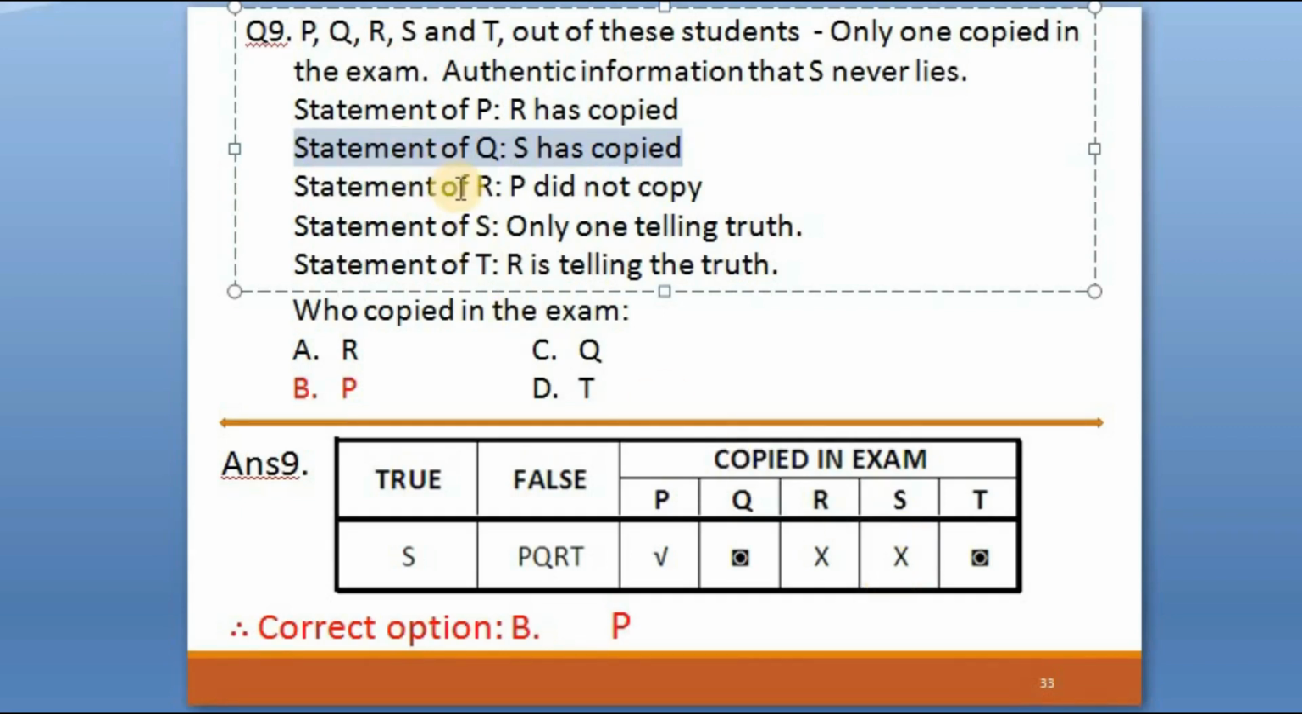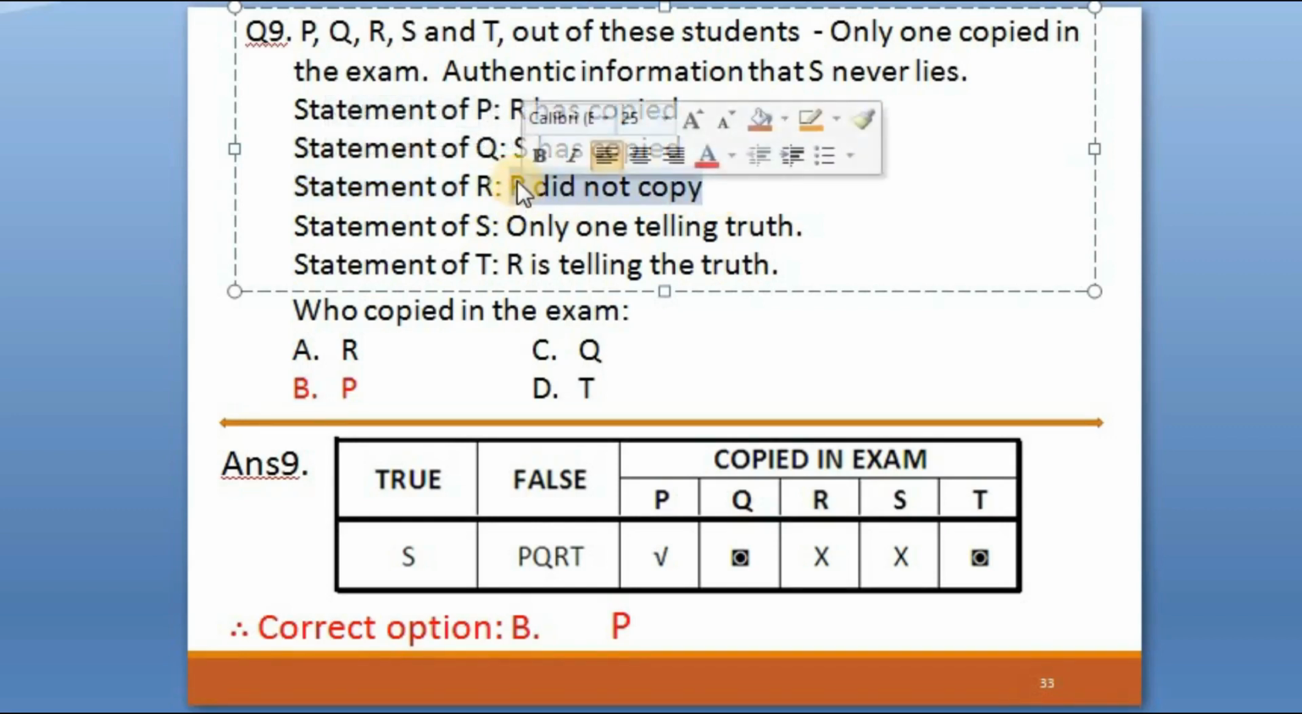Statement of R, P did not copy. Now since R is speaking the lie and he is saying P did not copy, it means actually P copied. So here we get the first clue that P copied. So we will mark it as right tick.